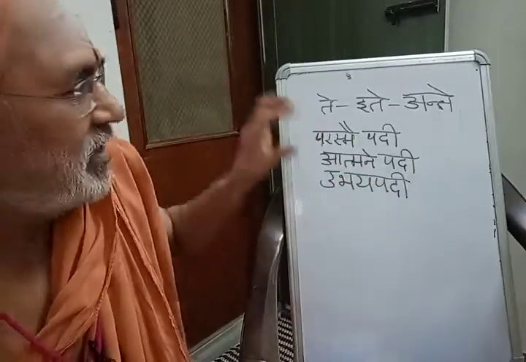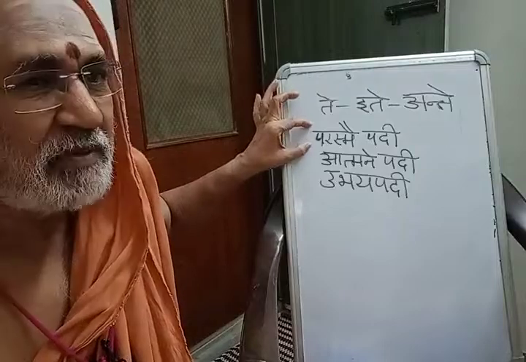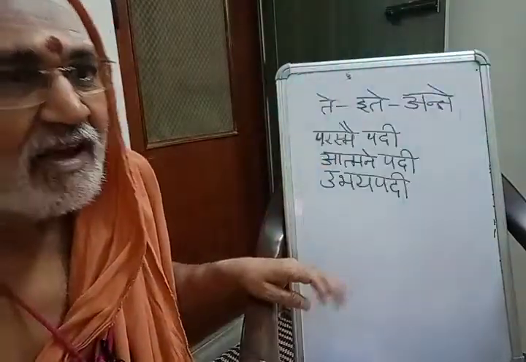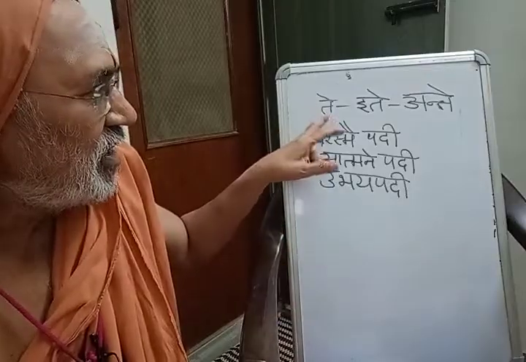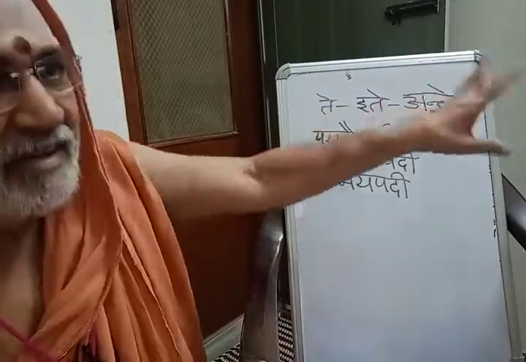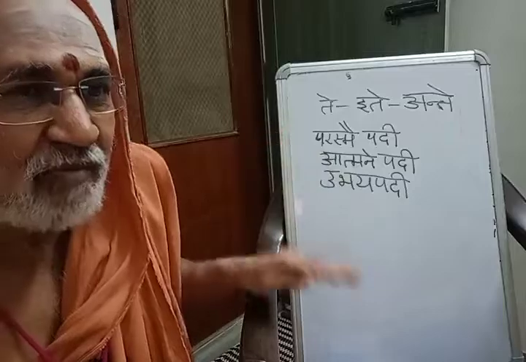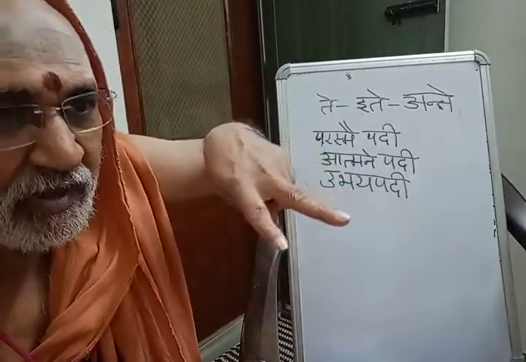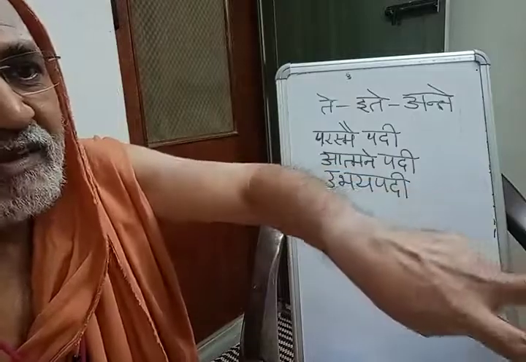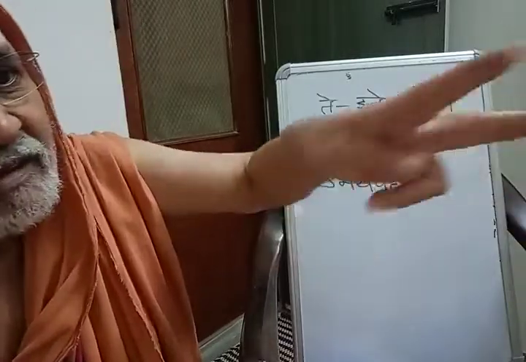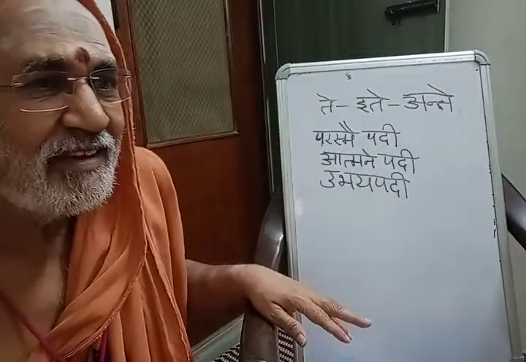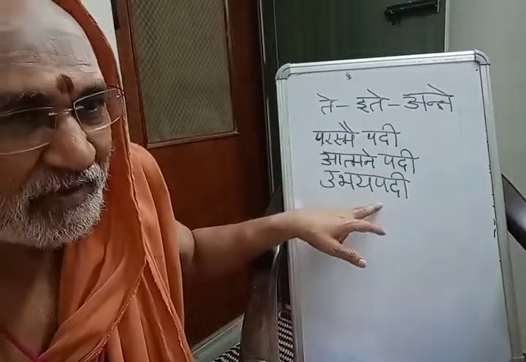In every gana, some dhatus take only Parasmaipadi Pratyayas and they form like Ti, Tas, Anti. And some verbs take only Atmanepadi, they become Te, Ite, Ante. And there are some verbal roots that take both. That means they form two forms: one is the Parasmaipada form, another is the Atmanepada. That means it has two forms in two ways. So that's why it is called Ubhayapadi.